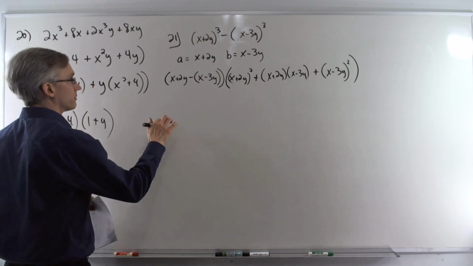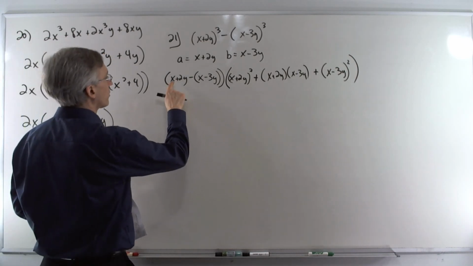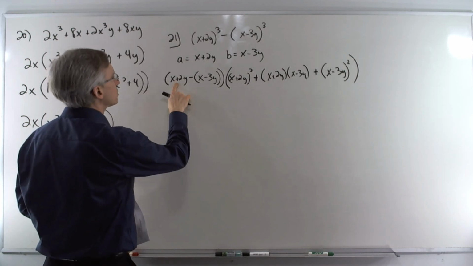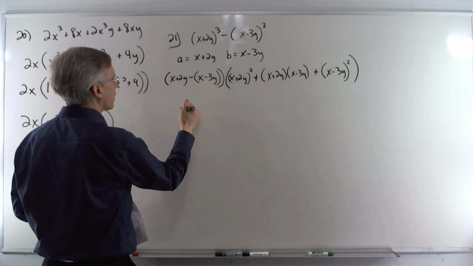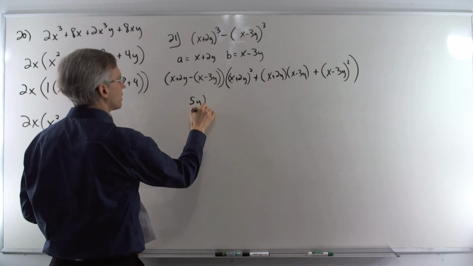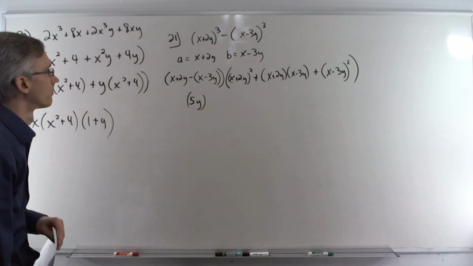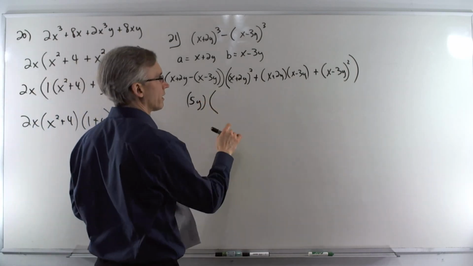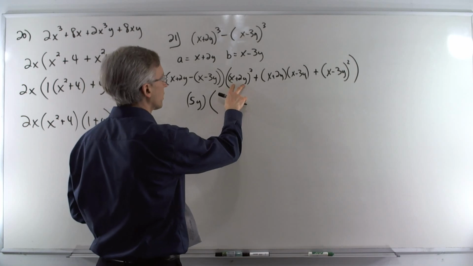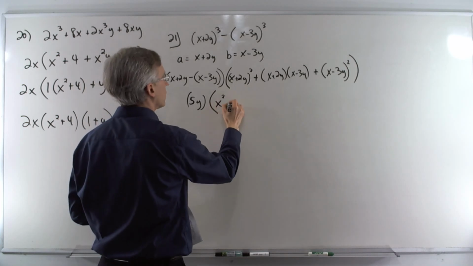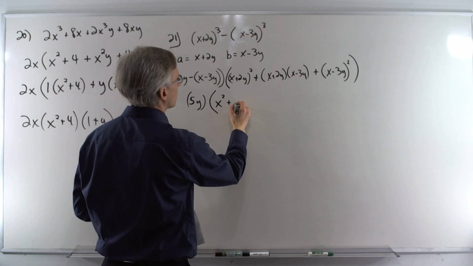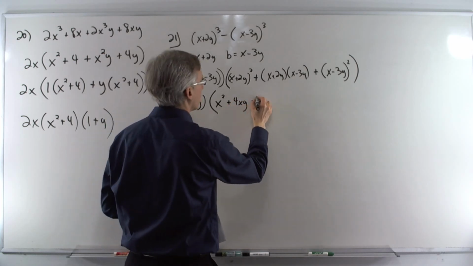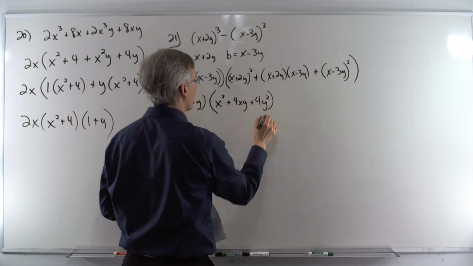Now to simplify. So here we got x minus x, and then 2y minus negative 3y. This thing simplifies down to 5y. All right, now for this mess inside here, we got this thing squared, so that's going to be x squared plus 4xy plus 4y squared.